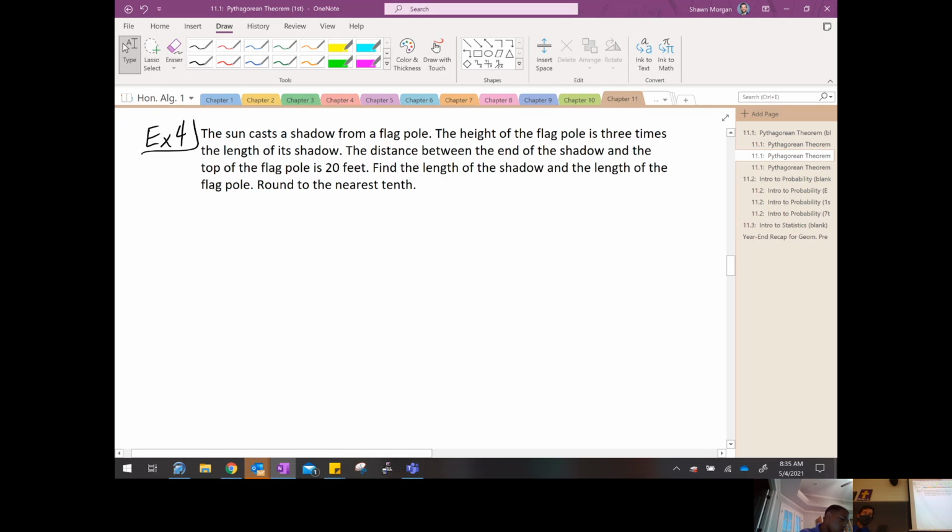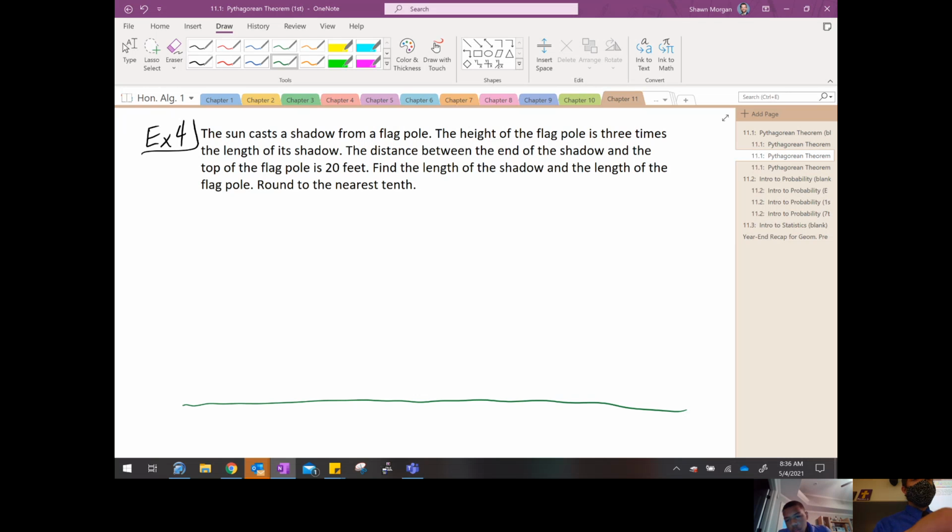All right, the sun casts a shadow from a flagpole. So let me stop right there. I got myself a nice flagpole in the front yard. Anybody have a flagpole at their house? Oh boy, yeah. I ain't talking about one mounted on the side of the house. I'm talking about a standalone pole, baby. That's America right there. All right, anyway, we got ourselves a flagpole.